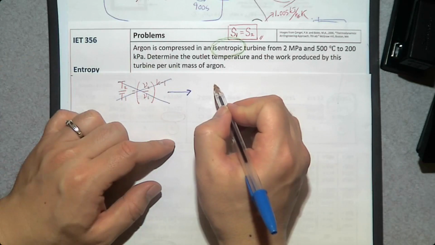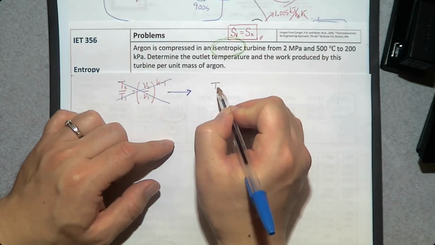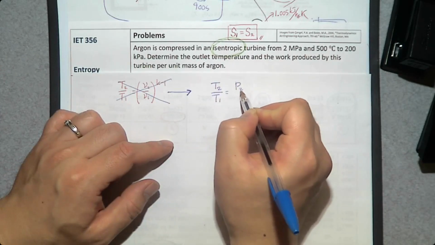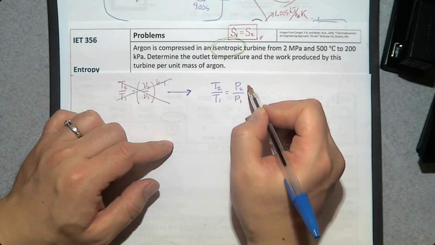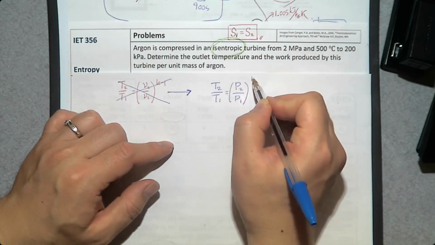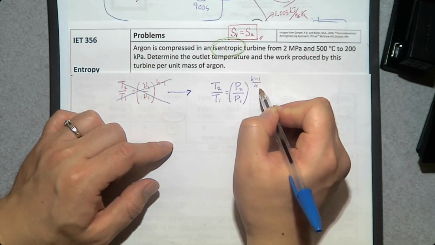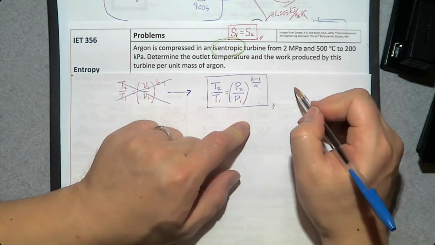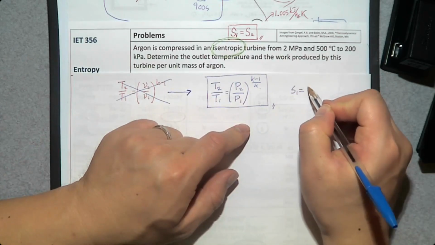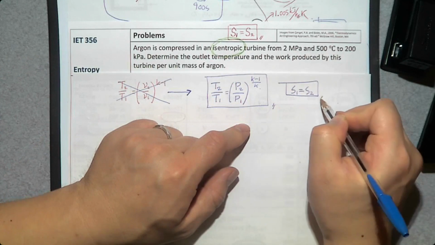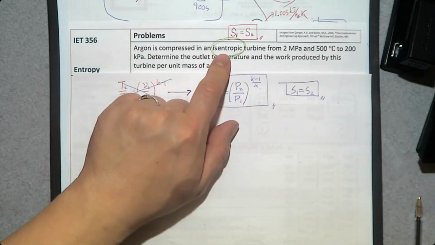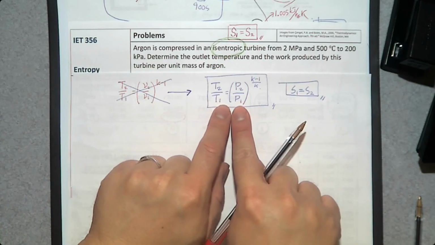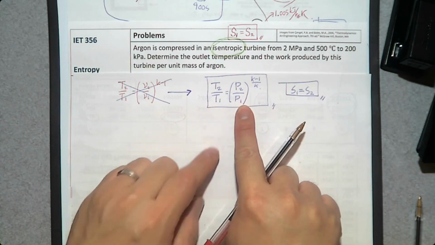That is T2 over T1 is P2 over P1 to the power kappa minus 1 over kappa. So this is the relation between temperature and pressure when you have an isentropic process. Since we have an isentropic process, we can use this equation to determine the relation between temperature and pressure.